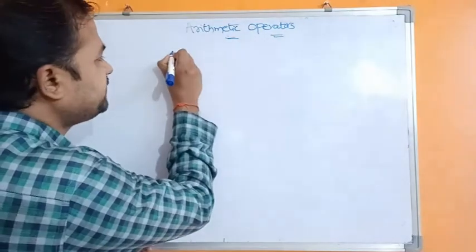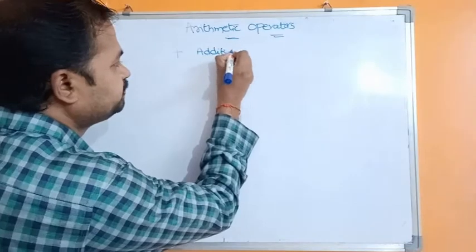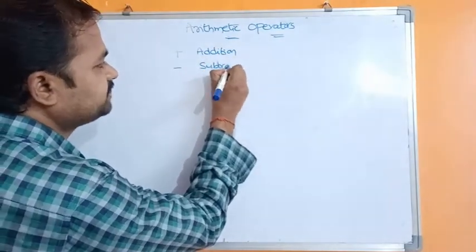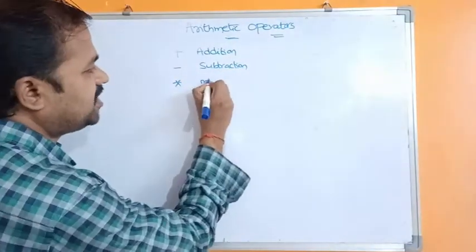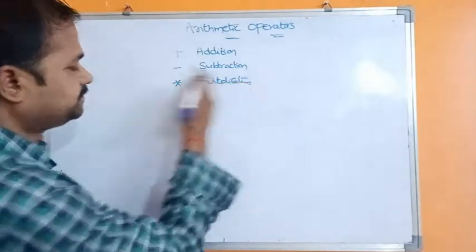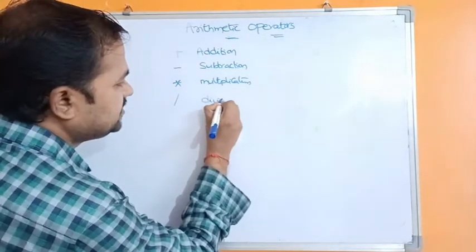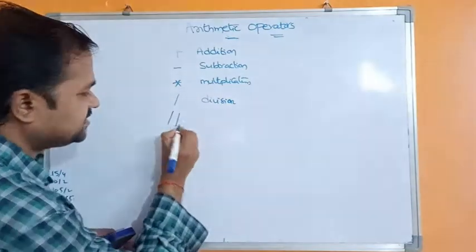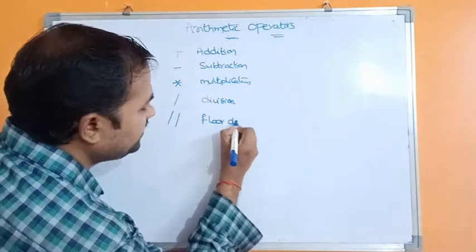Now let's see the list of arithmetic operators. The first operator is plus. Plus is known as the addition operation. The second one is minus. Minus is called the subtraction operation. The next one is asterisk, star. Star is called the multiplication operator. The next one is division. This is called division. The next one is two forward slashes. This operator is called floor division.